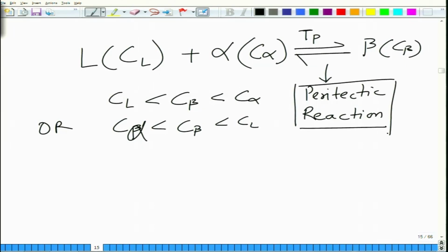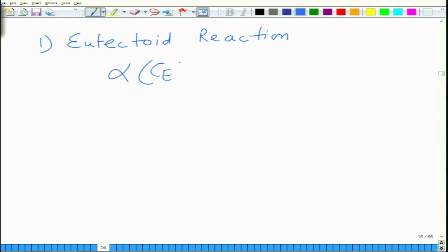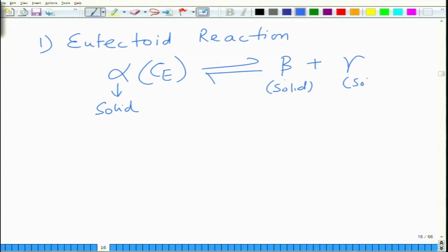So, we looked at the eutectic phase reaction and the peritectic phase reaction. There are a few more phase reactions which are of interest as far as phase diagrams are concerned, and two of them happen in the solid state. I am not going through all of them, just a few common ones. There are other reactions such as the eutectoid reaction. In the eutectoid reaction, the alpha phase of composition Ce, which is a solid phase, transforms into two more solid phases at a temperature Te, which is the eutectoid temperature, not the eutectic temperature, and of composition C beta and of composition C gamma.